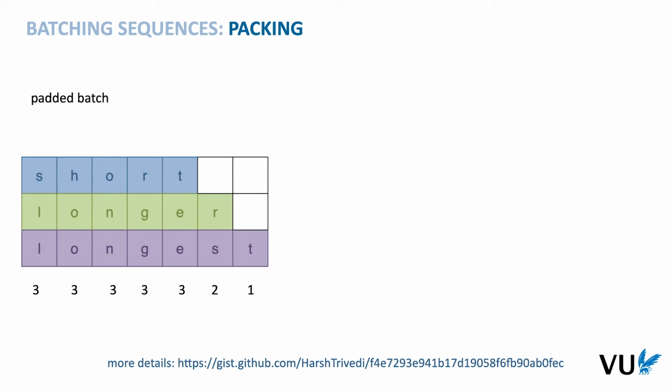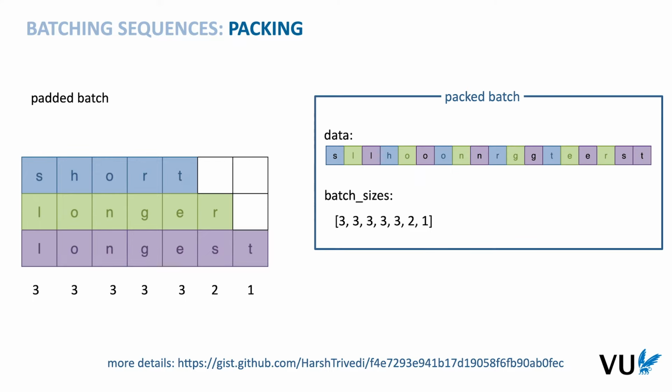And using this second sequence, we can create what is called a packed batch, which consists of 2 items. First, the data in a single sequence in an interleaved format. So we scan the data column-wise and we skip all the padded cells. And then we add that together with this batch sizes vector. And what this allows us to do is to slide a window over this data vector, which contains all the elements of the sequences that can be processed in parallel.